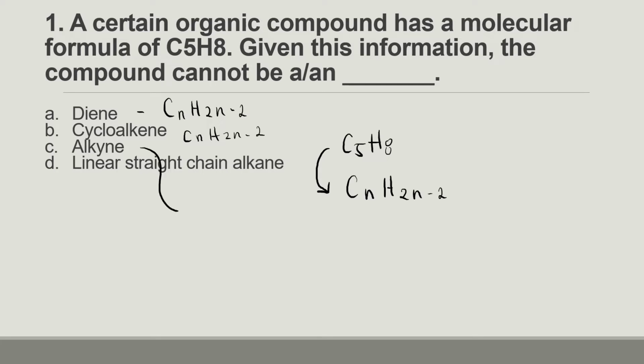For alkyne, it's also CnH2n minus 2. But for the linear straight chain alkane, it's CnH2n plus 2. So given the information that we have, we can say it can be any of these three, but not a linear straight chain alkane. So the answer for number 1 is D.